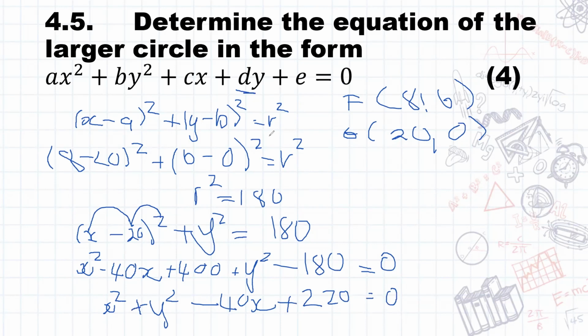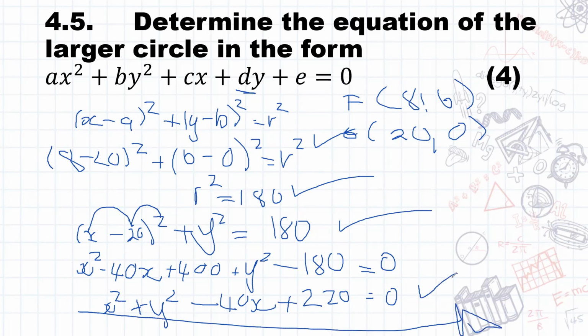Okay, so again, where do you get your marks? Your first set of marks is your substitution of f and g into this formula here. The second one is to find the value of r squared. The third mark is writing down this equation here. And the fourth mark is your final answer, this one here. Okay, so pretty straightforward, quite a nice question.